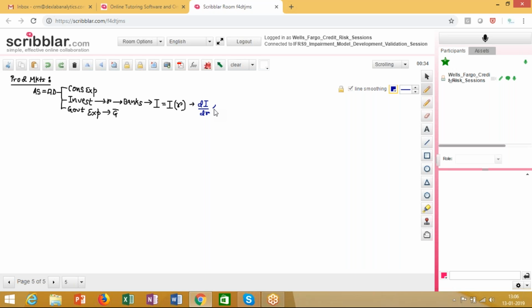Raising interest rate would actually make borrowing expensive. See, over there, there is a trade-off.